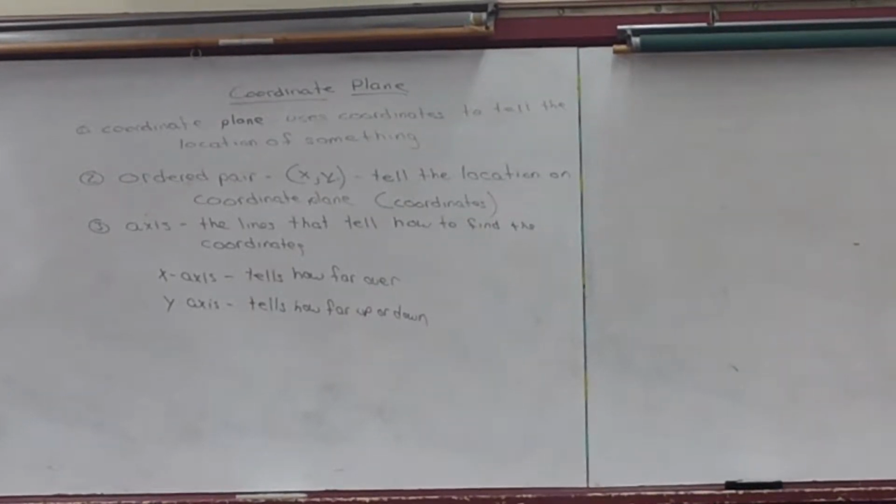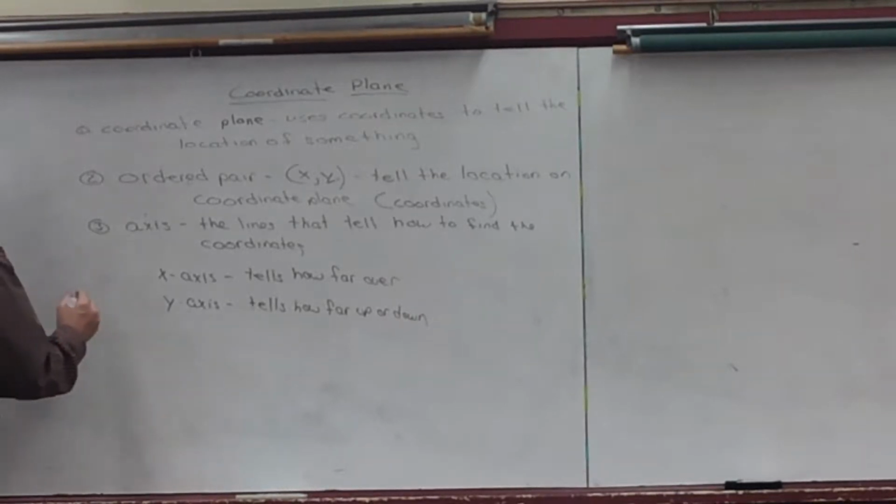Okay, so on the coordinate plane, we use coordinates to tell the location of something. The ordered pair, that's the x and the y, tells the location on the coordinate plane. The ordered pair is also known as coordinates. The axes are the lines that we use to tell the location on a coordinate plane. The x-axis tells you how far over you're going to go. The y-axis tells you how far up or down you're going to go.